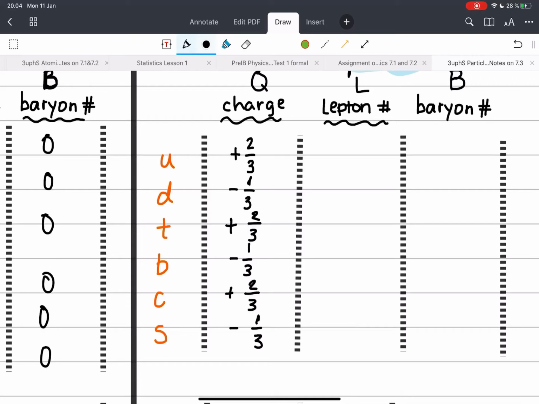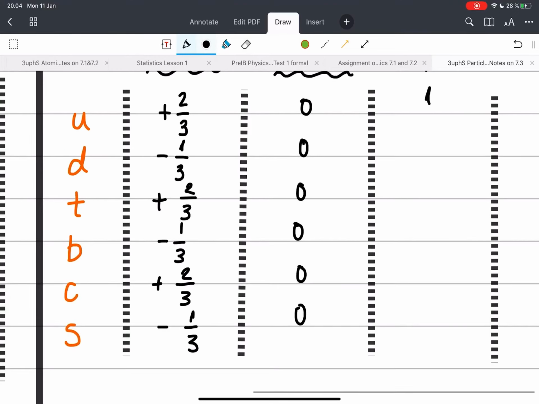And now they're not leptons, so their lepton number is 0. However, they have what we call the baryon number. And the baryon number is 1/3 for all of them.